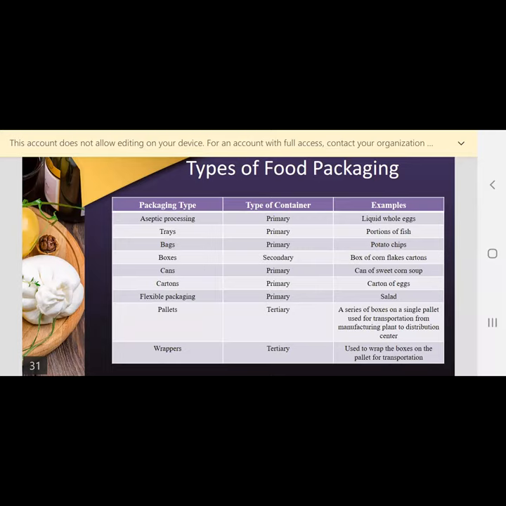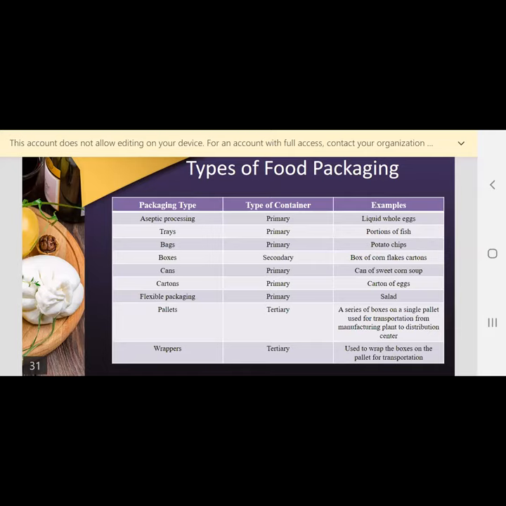Suppose it is aseptic packaging, where aseptic processing condition will occur. It is an aseptic processing type of container. It will be a primary container, like liquid whole egg. Liquid whole egg is a very perishable product, so it needs aseptic processing conditions, and this needs the primary packaging as a container. Okay.